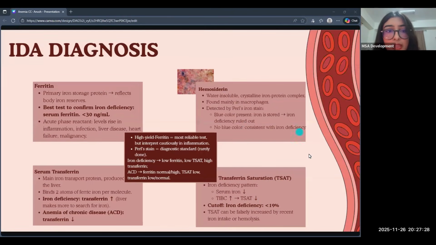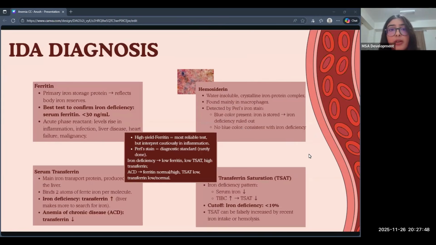Now coming to hemosiderin. Okay, hemosiderin is basically a water-insoluble crystalline iron protein complex. Do you have to remember this? No, you don't. So it's found in macrophages. It's detected by pearl iron stain. Okay, hemosiderin is done on a bone marrow aspirate.